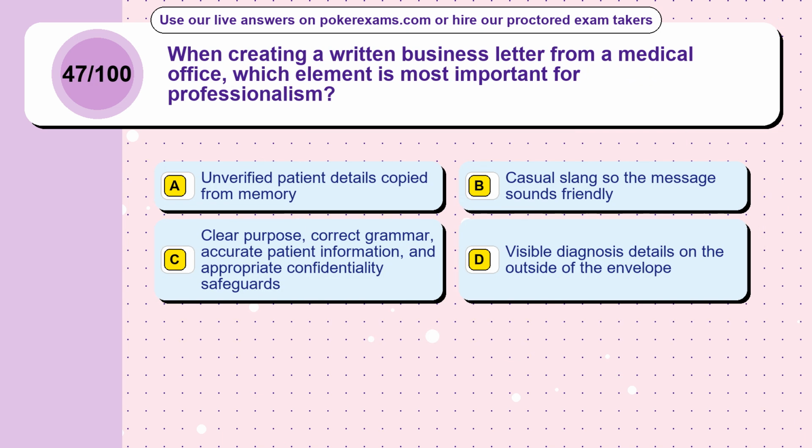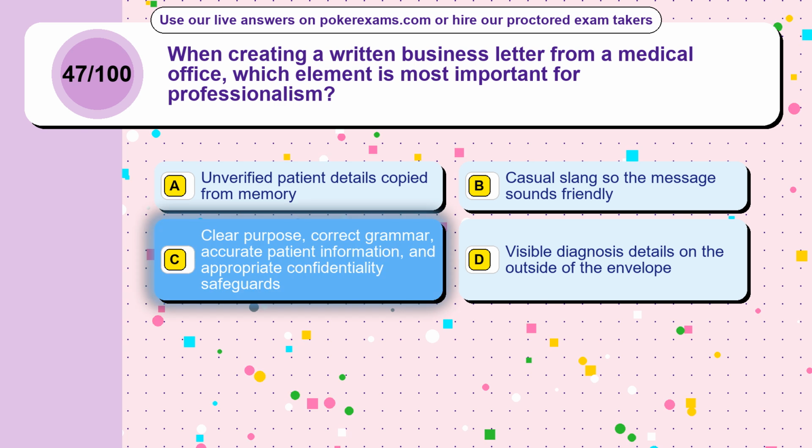Question 47. When creating a written business letter from a medical office, which element is most important for professionalism? Option A. Unverified patient details copied from memory. Option B. Casual slang so the message sounds friendly. Option C. Clear purpose, correct grammar, accurate patient information, and appropriate confidentiality safeguards. Option D. Visible diagnosis details on the outside of the envelope.